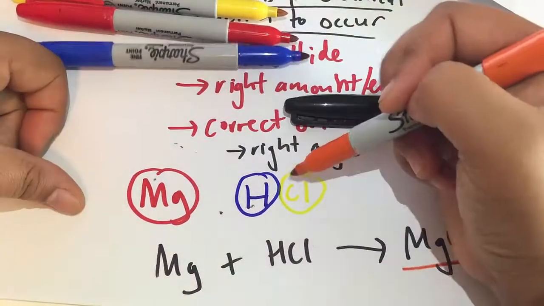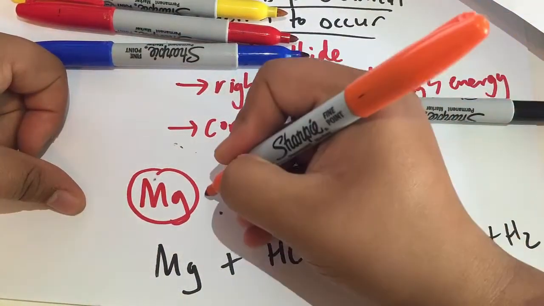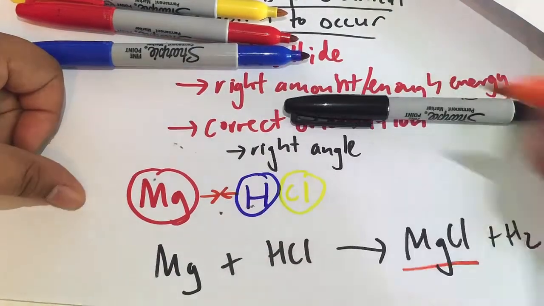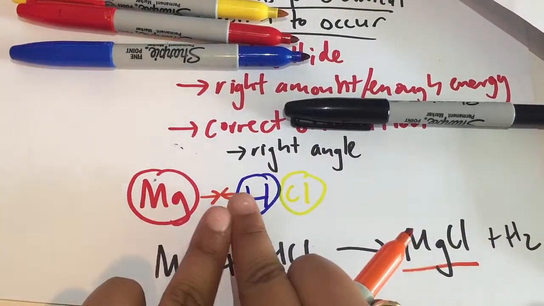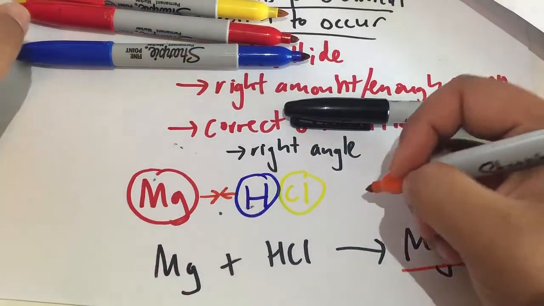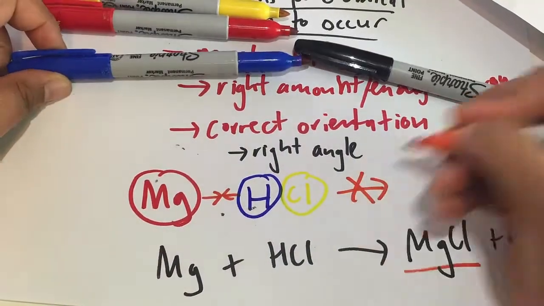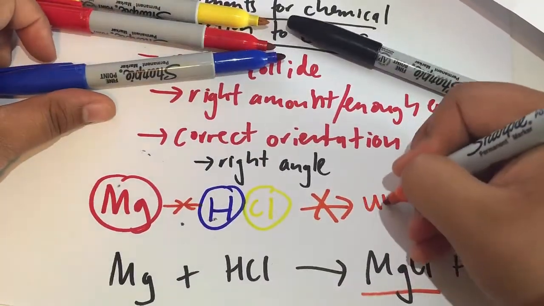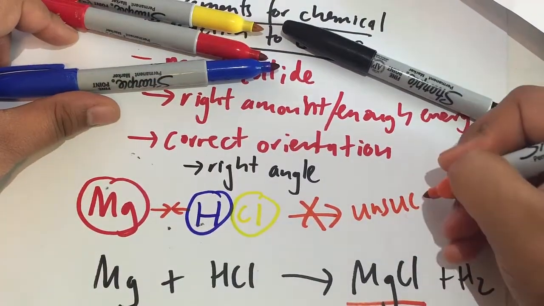Now, how I have them orientated at the moment, if they were to collide as they are, the magnesium and the hydrogen are knocked together, and what's going to happen is you are not going to get a reaction occurring, or you're going to get an unsuccessful collision.